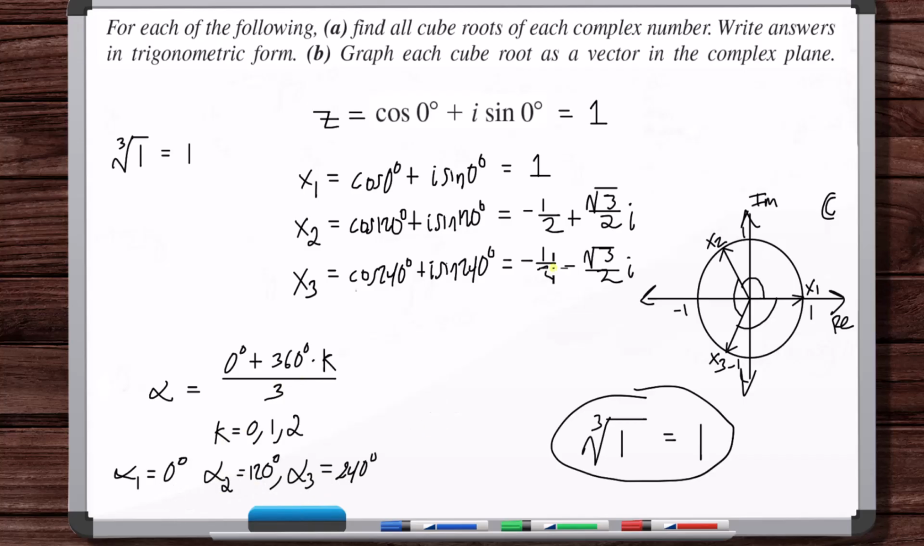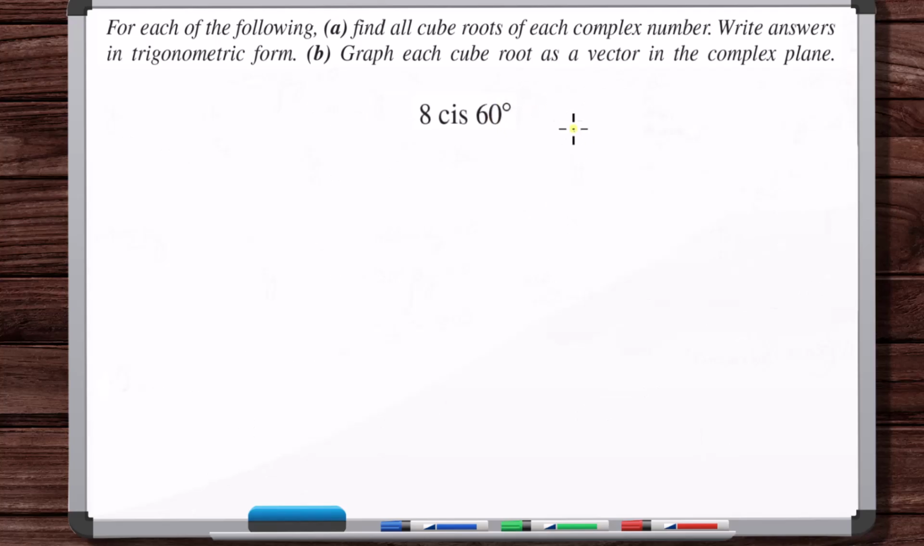Okay, so let's see. We want to find all the cube roots of 8 cis 60, which we know is 8 times cosine 60 plus i sine of 60. Now let's put this in rectangular form. If we draw the 30-60-90 reference triangle, we've got 1, root 3, 2.